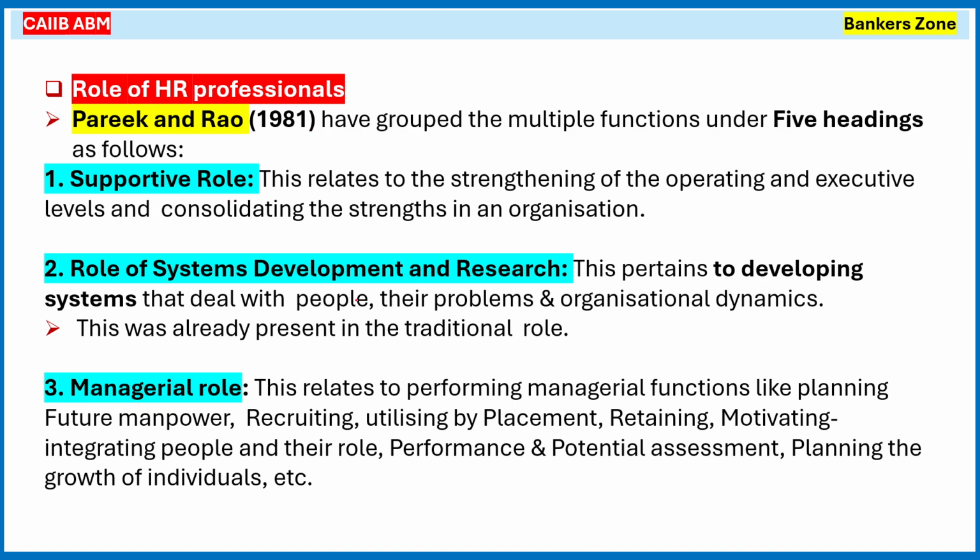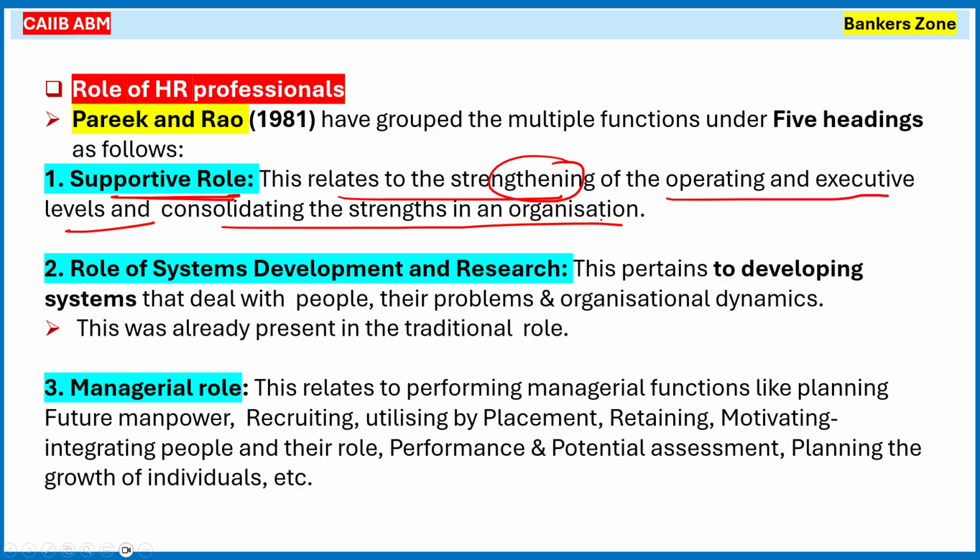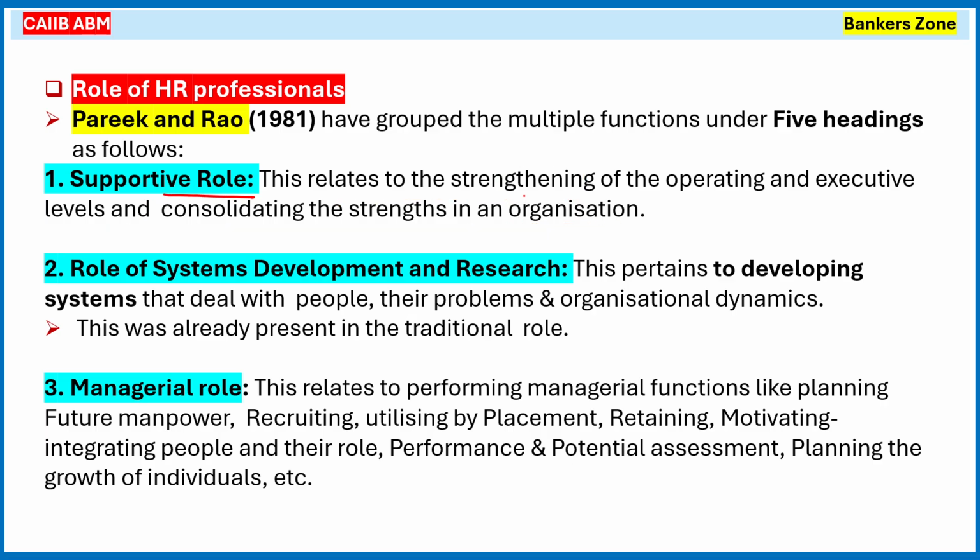The role of HR professional was categorized by Parikh and Rao. First is the supportive role. This role led to the strengthening of the operating and executive level, consolidating the strength in the organization. Means simply to provide the support. Whatever the operations are there, we have to support them, and obviously that will result in the betterment of the organization. So HR performs the supportive role.